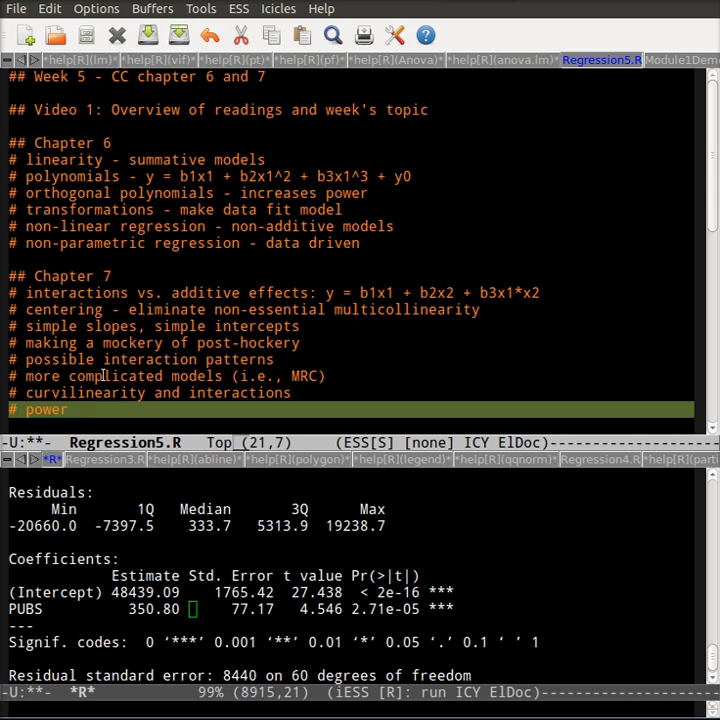So chapters 6 and 7 lay the foundation for moderated multiple regression, which is going to be our first topic after Module 1, and it's going to set you up for Module 2 for appreciating more complicated models.